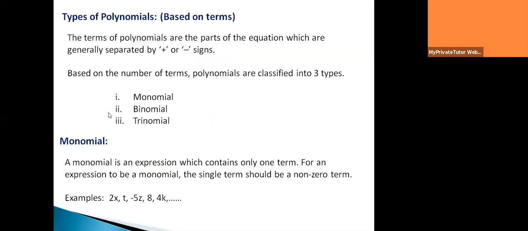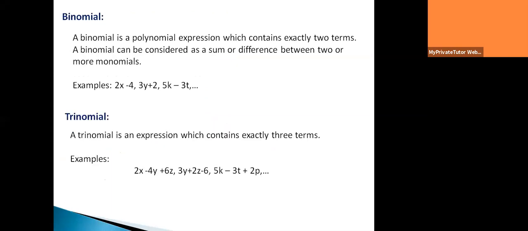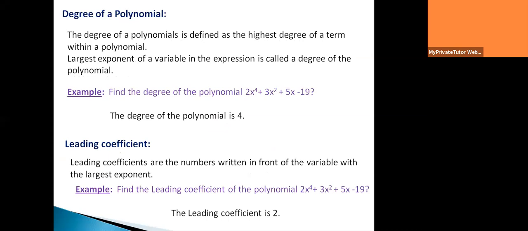So that's it for the types of polynomials. Again, I'm saying it is based on the number of terms. Okay, have a look at this one. Degree of a polynomial. What do you mean by the degree of a polynomial? It is an exponent. The highest degree is nothing but the exponent which we have.